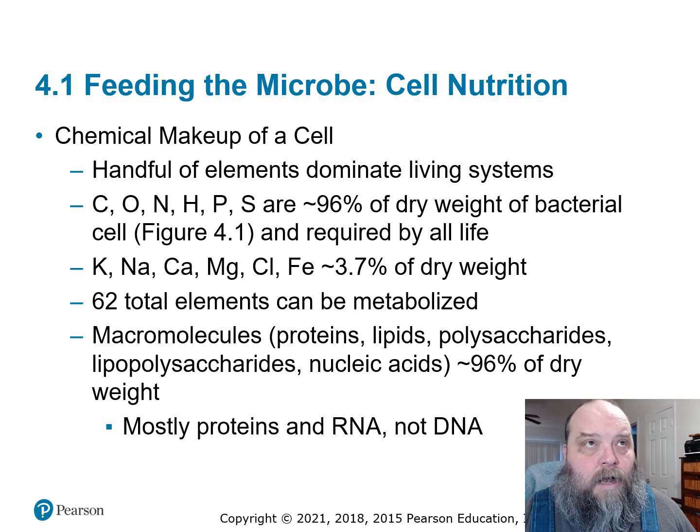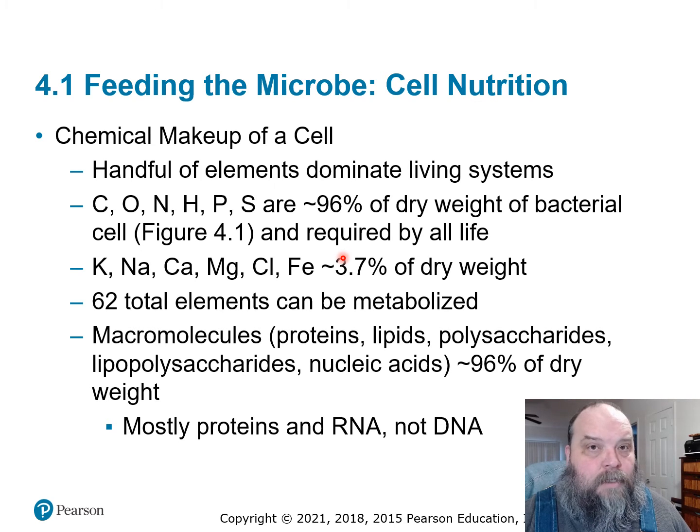Because when you stop to think about it, all living cells on this planet are made up primarily of a handful of elements: carbon, oxygen, nitrogen, hydrogen, phosphate, sulfur. It's about 96% of the dry weight of a bacterial cell. It's roughly that dry weight of a eukaryotic cell. Potassium, sodium, calcium, magnesium, chloride, iron. There you go. That right there is the majority of the cell's dry weight.